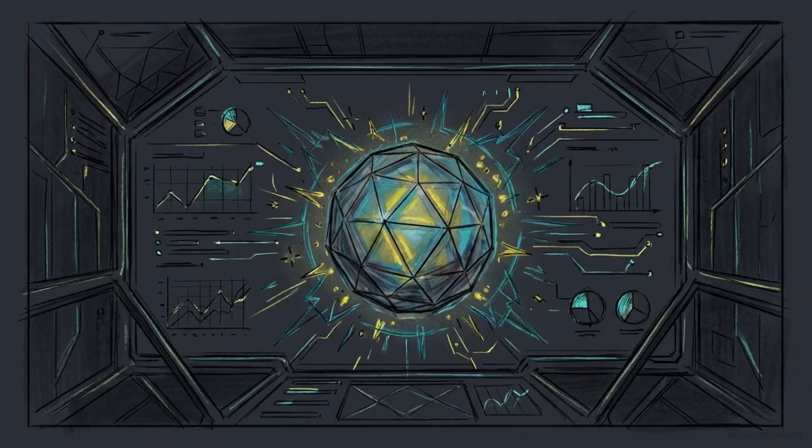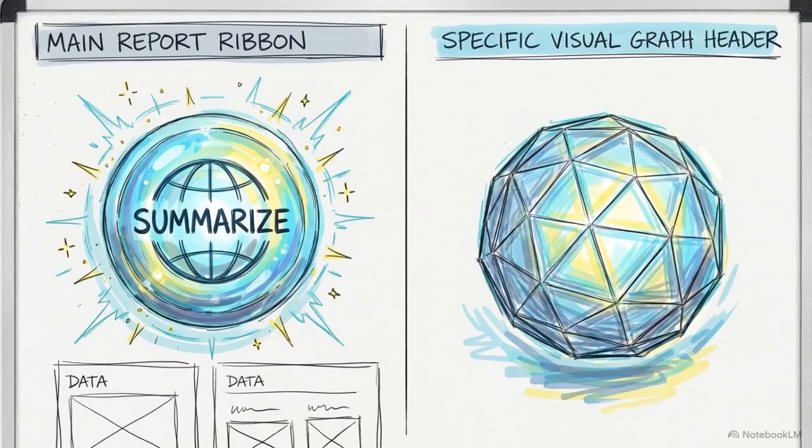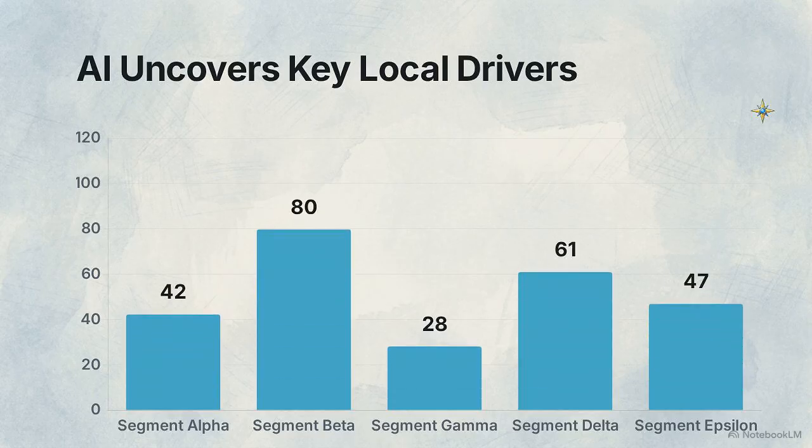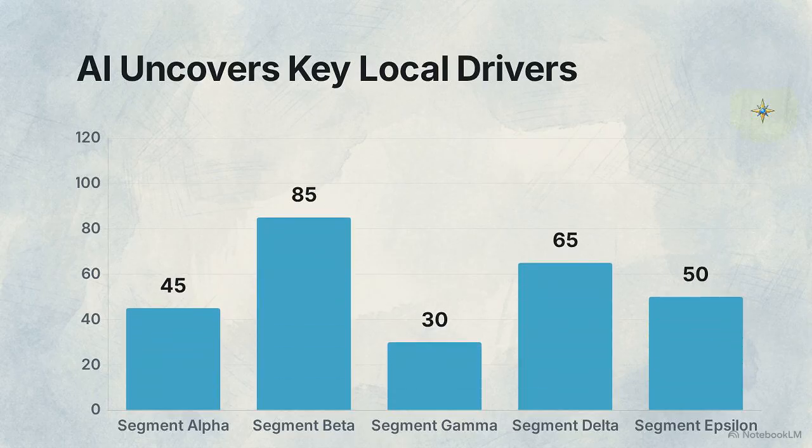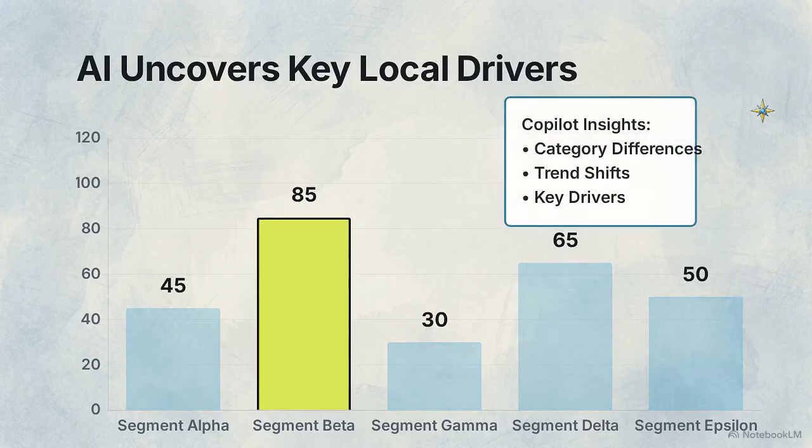Beyond quantitative calculation, Copilot is now structurally embedded into the reporting workflow to provide automated qualitative insight. The first deployment is a Summarize button located on the Global Report ribbon. This Global Summarize button generates macro trends and highlights across every page and visual in the report simultaneously. In contrast, the visual header summary is tuned for microtrends. It pinpoints category differences and identifies key drivers within a single chart.